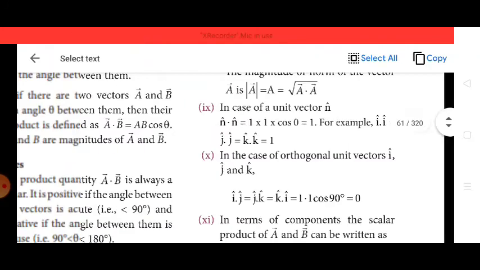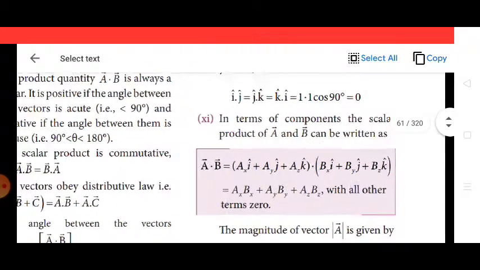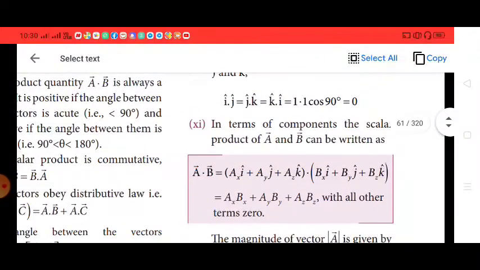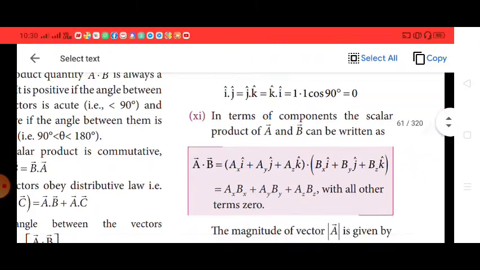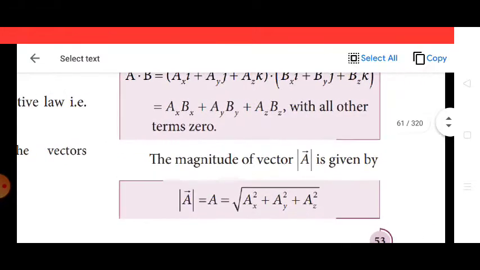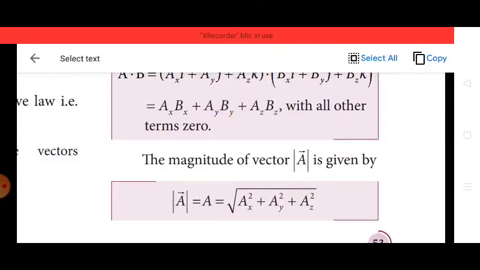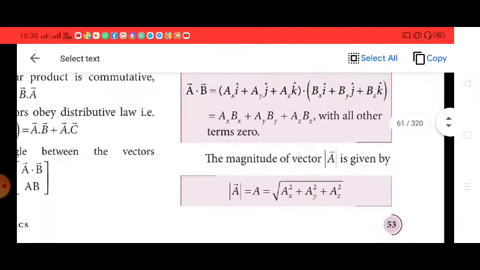11th point, in terms of components, the scalar product of A vector and B vector can be written as A vector dot B vector is equal to (AX i cap plus AY j cap plus AZ k cap) into (BX i cap plus BY j cap plus BZ k cap). So AX BX plus AY BY plus AZ BZ, with all other terms 0. So the magnitude of the vector, modulus of A vector, is equal to A is equal to root of AX square plus AY square plus AZ square.